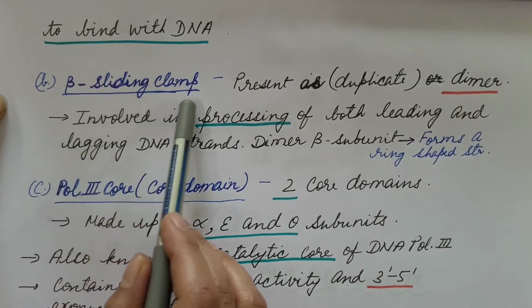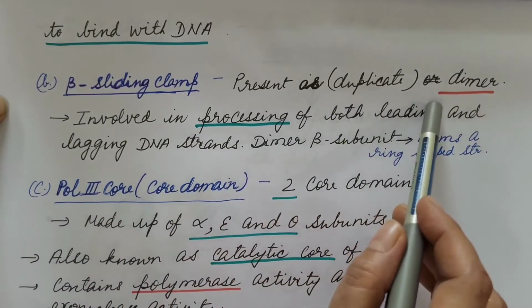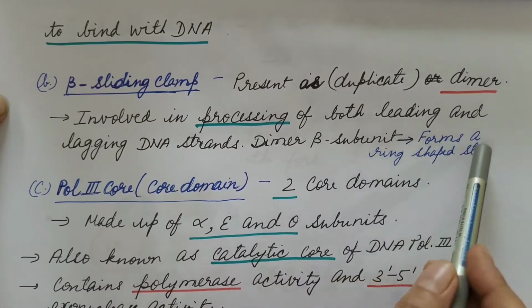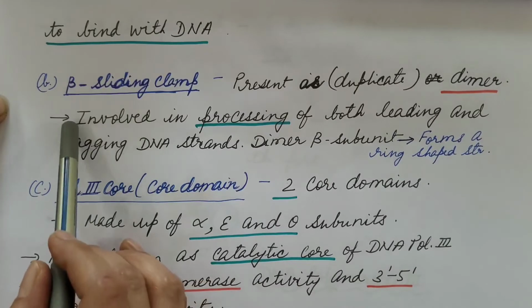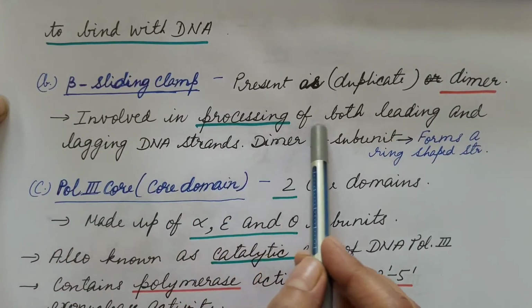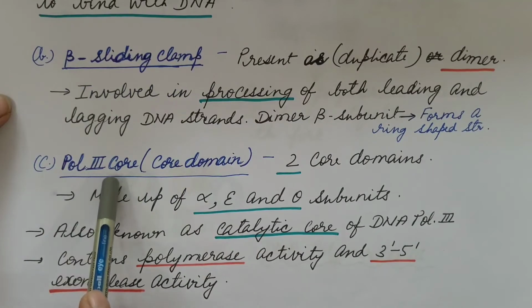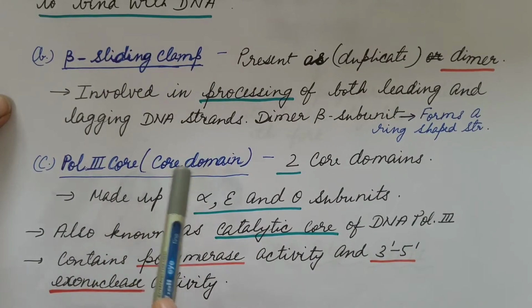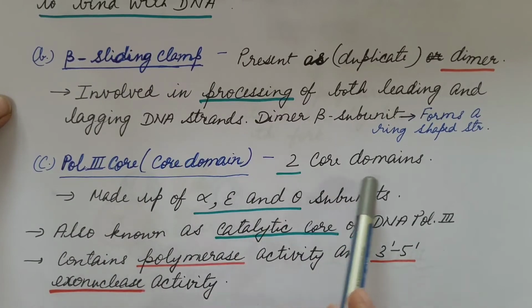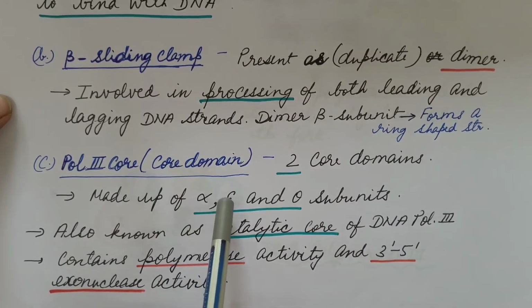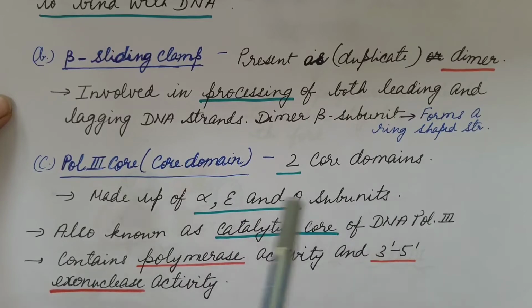Second is the beta sliding clamp. It is present as a duplicate or dimer. The dimer of beta subunit forms a ring-shaped structure. It is involved in the processing of both leading and lagging strands. Third is the polymerase 3 core or core domain. There are two core domains. Each of them is made up of alpha, epsilon and theta subunits.